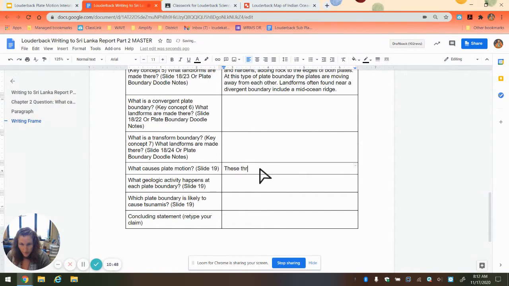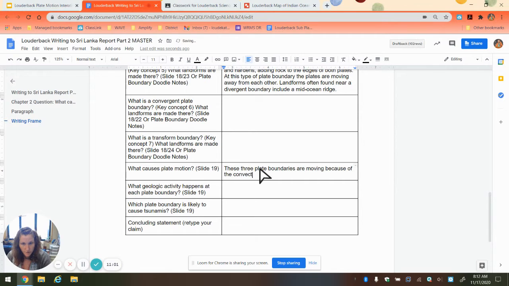So these three plate boundaries are moving because of the convection currents in the mantle. All right.